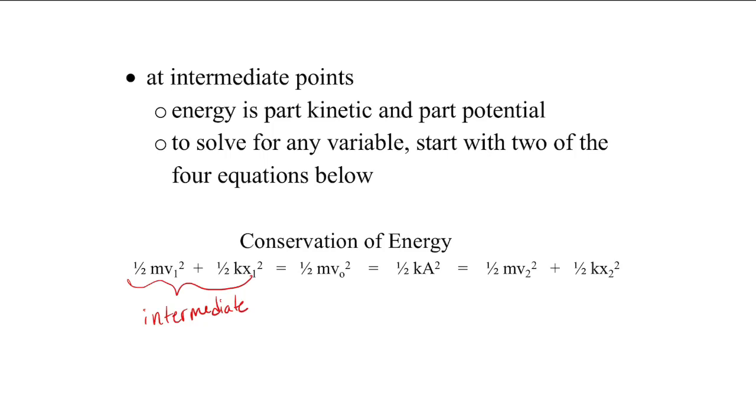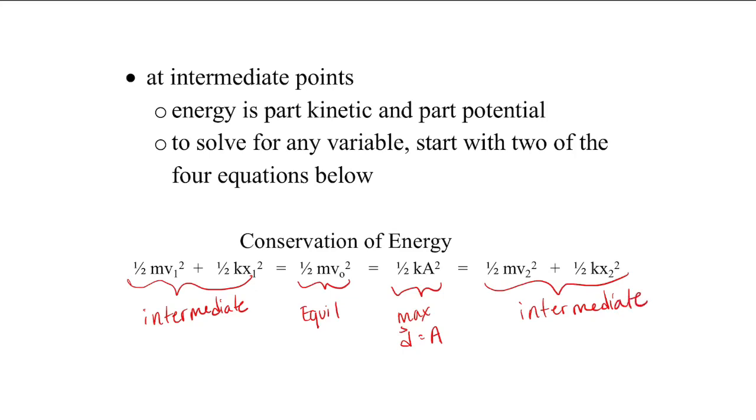So the sum of kinetic and potential at any point is equal to the maximum kinetic energy, and of course we know that's at equilibrium, okay? And we know that's equal to the maximum spring potential energy, and that is at your maximum compression or extension, which is really your maximum displacement, which is of course your amplitude. And then this is another intermediate point. Of course, when you actually have both of them, that's going to be any of your intermediate points.